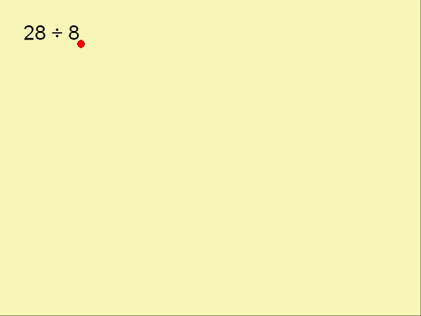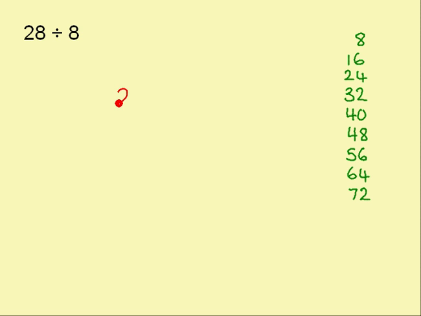Let's have a look at this question now. It looks more straightforward than the ones we've just been doing, but there's a complication with it which you'll see as I do it. I need the 8 times table for it. Now I set my question up with my 28 inside my bus shelter and the 8 on the outside. And I say, does 8 go into 2? It doesn't because 2 is far too small, so I put the 2 here.